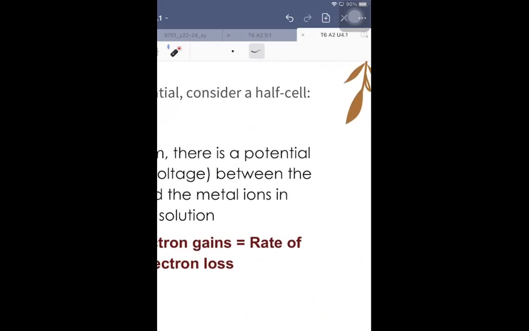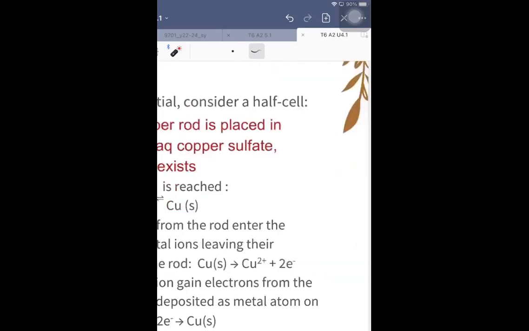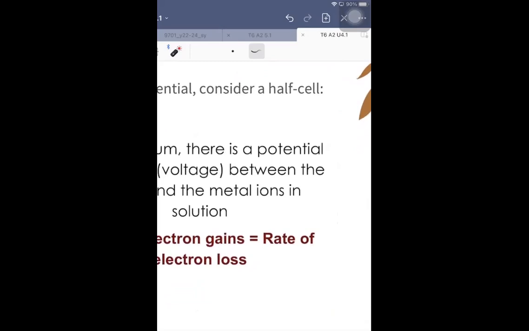So at equilibrium, there is actually a potential difference. Another name for potential difference is voltage. There's actually voltage between these two species of copper. Bearing in mind that the rate of electron gain, so that is the rate of reduction, is equal to the rate of electron loss, which is the rate of oxidation, as you would expect already, as I have mentioned earlier on.